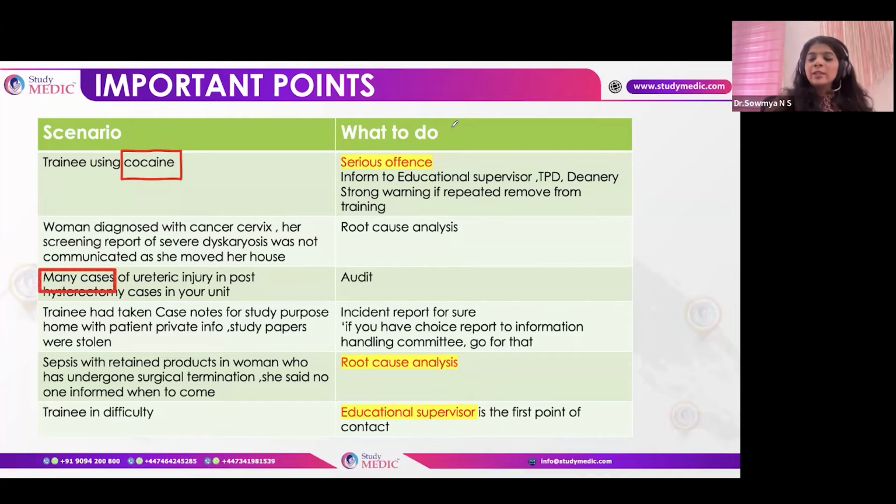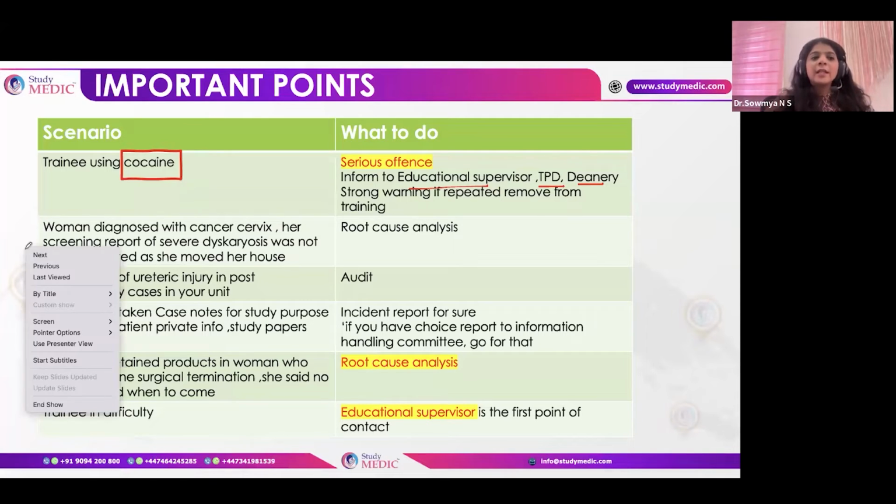If you are a trainee who has seen this, you inform the educational supervisor, training program director or deanery. The first time, they give a strong written warning. If that person repeats again, obviously he'll be out of the system.